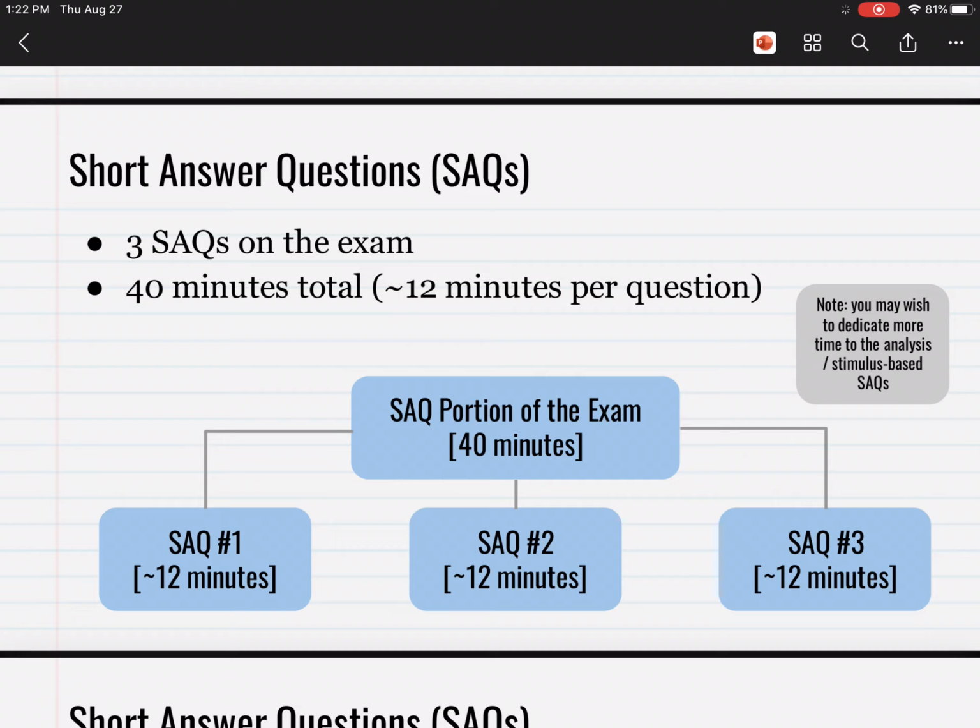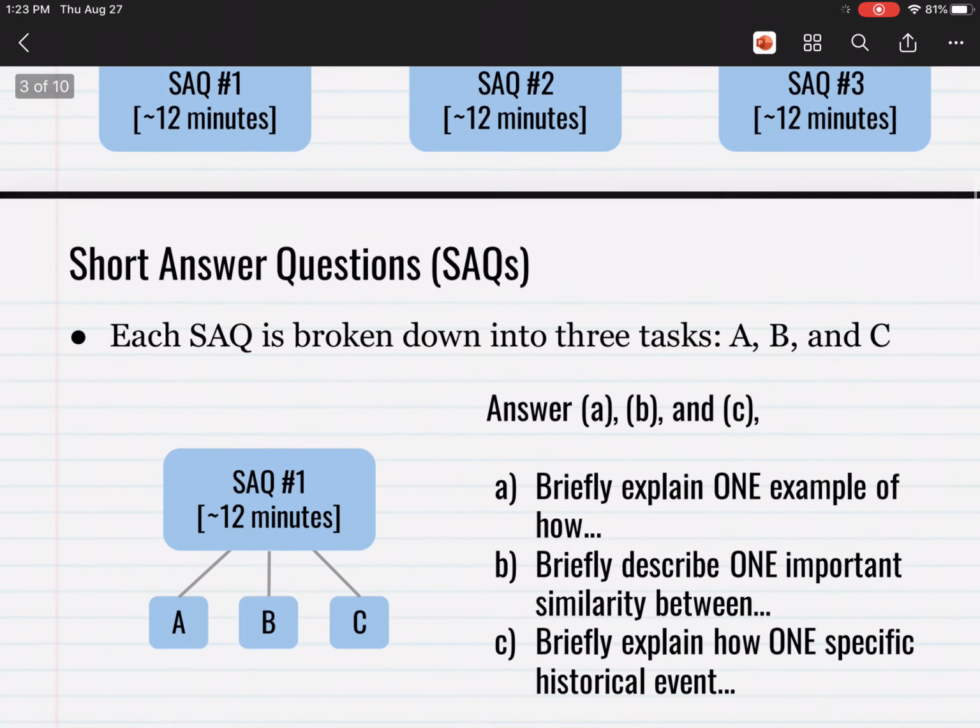However, as this little gray box says on the side there, some SAQs have analysis or stimulus-based questions. In other words, they'll give you a document or a prompt that's lengthy that you have to respond to. So in those cases, you'll probably want more than 12 minutes. So assess that and do that correctly. But you'll have 3 SAQ questions. So think about 12 minutes per question on the exam. Again, for my test, you're going to have 1 here in period 1.